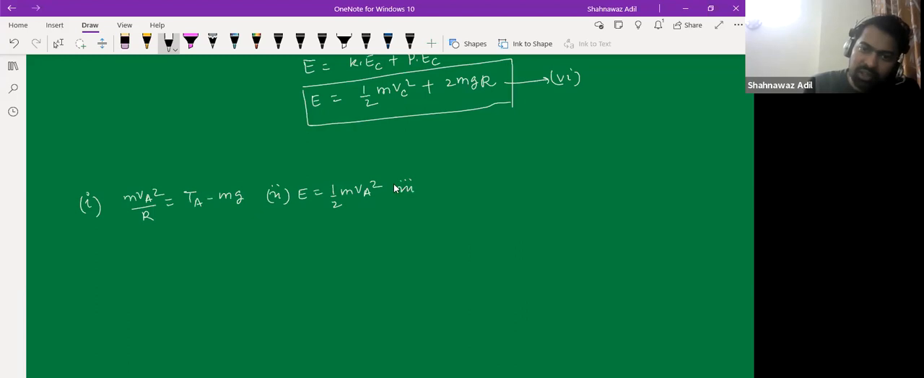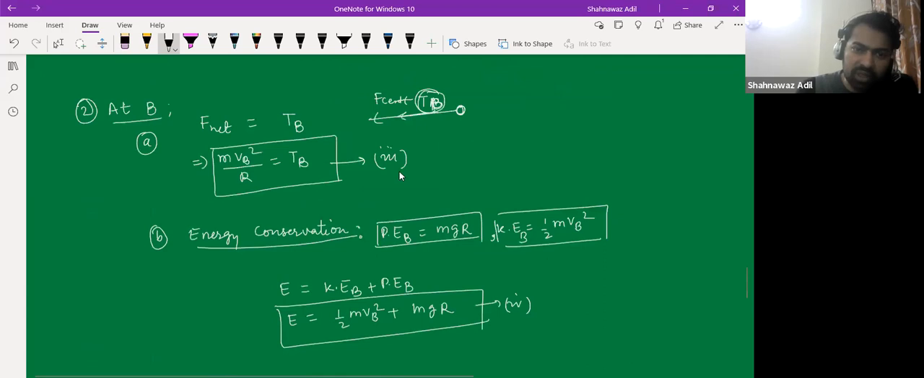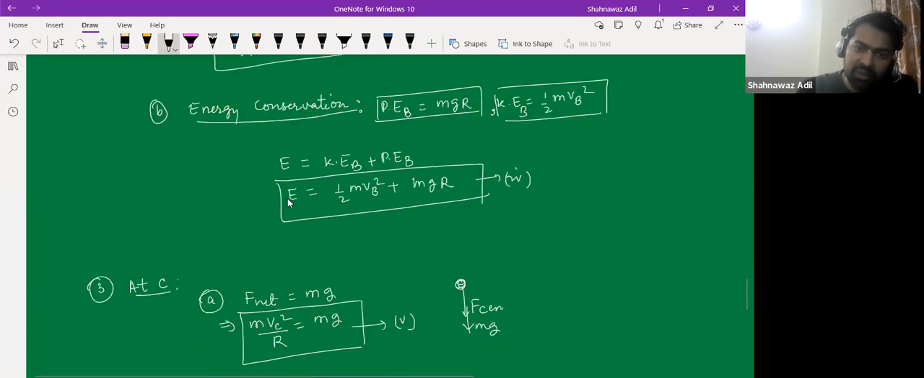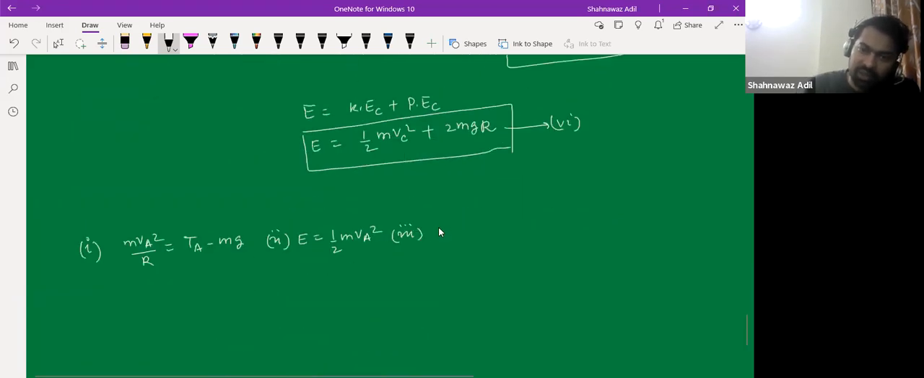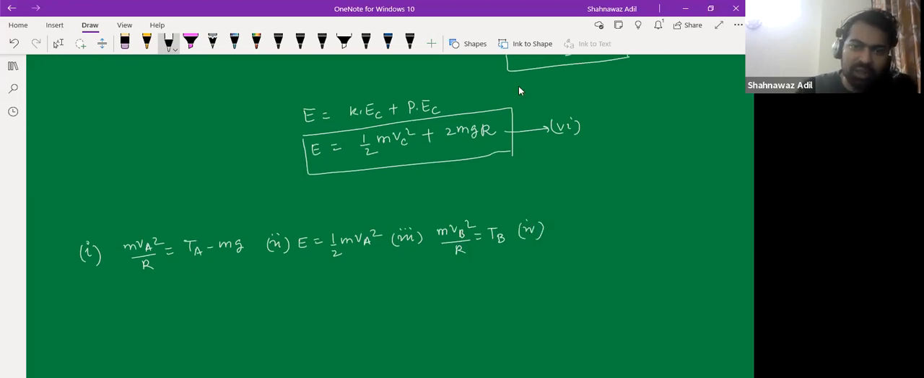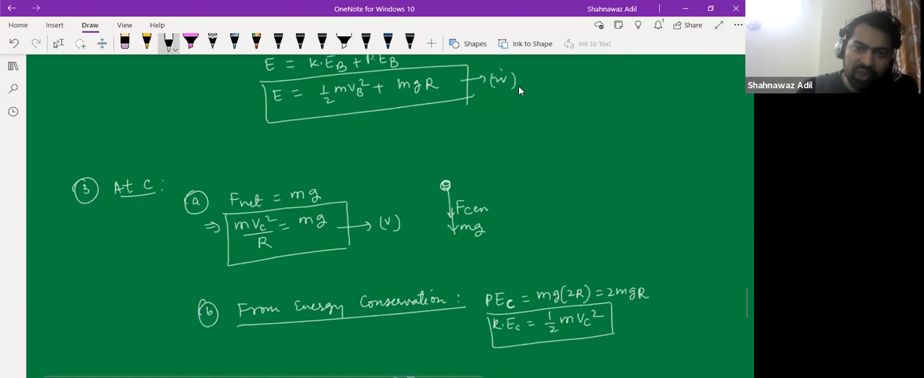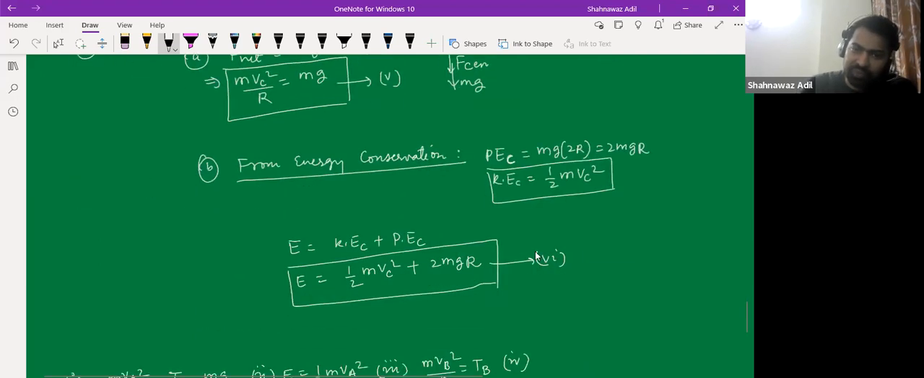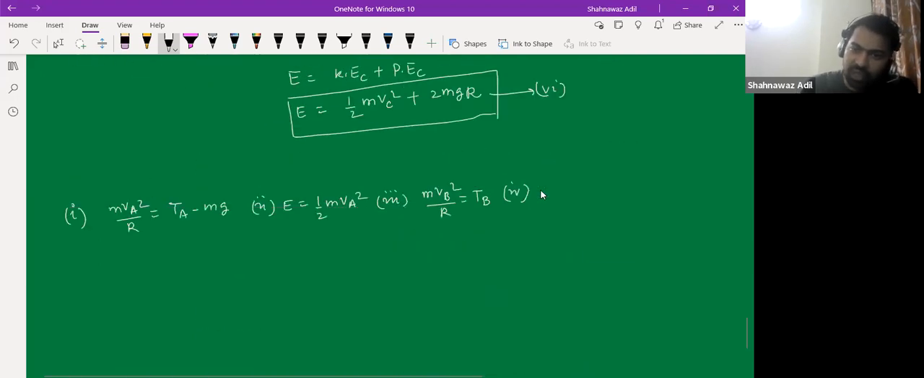Third equation is mVB square by R, that is TB. And then the fourth one is E equals to half mVB square plus mgR.